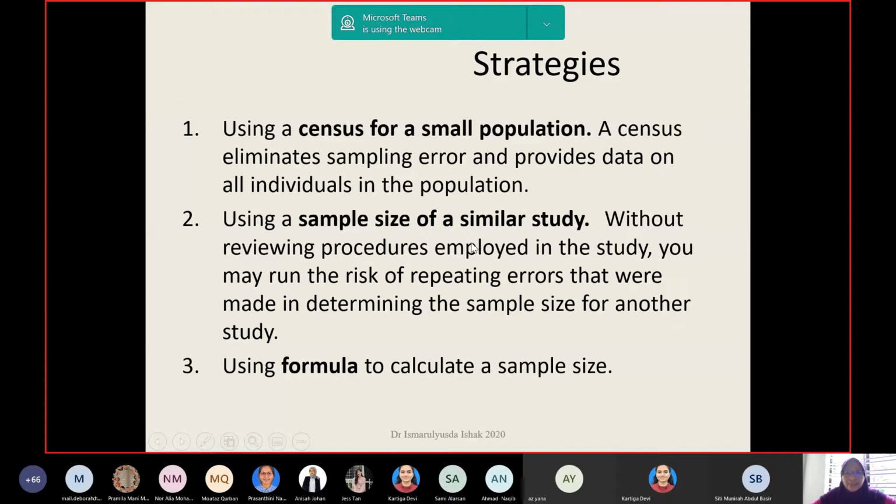Number 2, use the sample size of a similar study. You have to be careful, because if that study made errors, you risk repeating the same errors. So this one cannot. Number 3, yes, you have to use a formula to calculate your own sample size. You have to use apps, formulas or any apps to calculate your sample size.